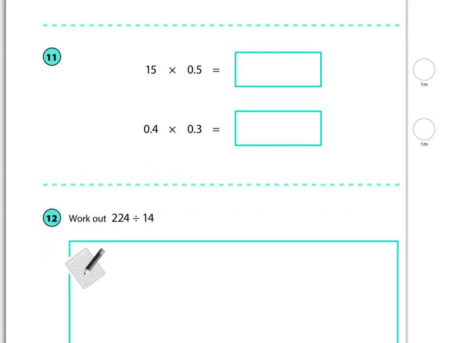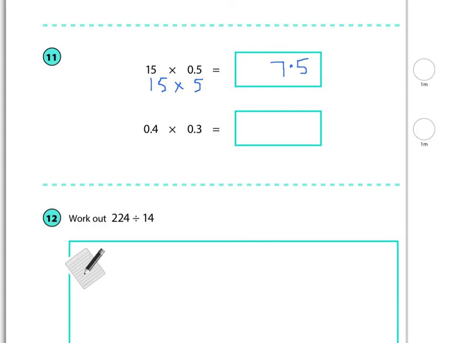Question 11. 15 times 0.5. Now, what I would do here is I would ignore the decimal point to begin with and work out 15 times 5. Now, 15 times 5 would be 10 fives plus 5 fives. And 10 fives are 50, 5 fives are 25, giving me a grand total of 75. And then finally, what I do is put the decimal point back in, and as my 0.5 had one decimal place, my answer must also have one decimal place. So the answer is 7.5.